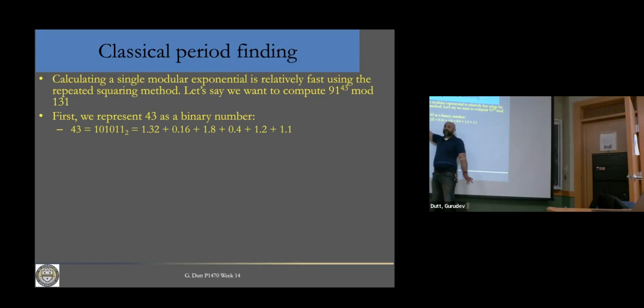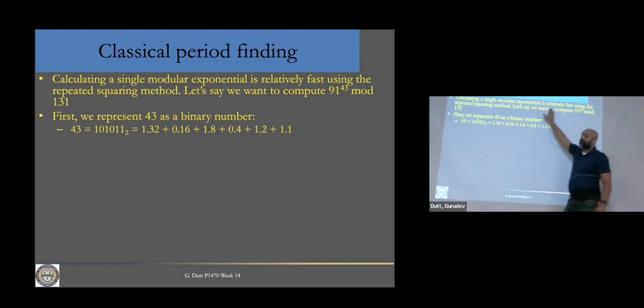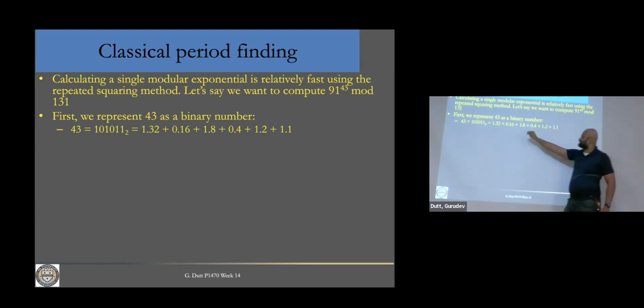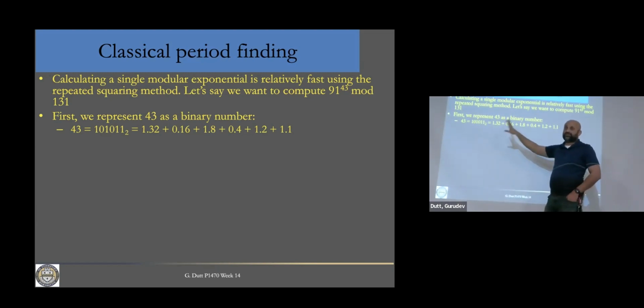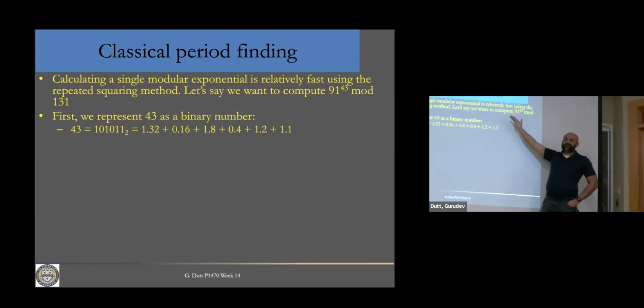Okay. It looks very complicated and difficult, right? We can calculate this faster than you would think. So let's go through how you might calculate this faster. You don't try to calculate 91 to the 43. Let's put it that way. Because if you did that, we would be here forever.